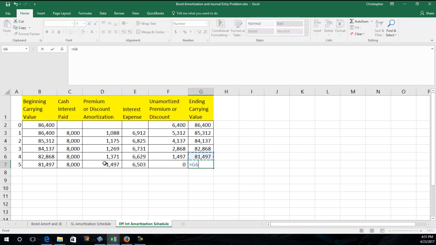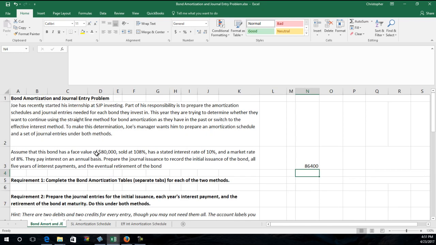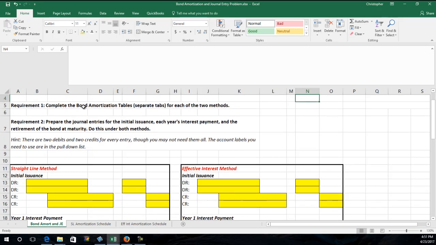So as you can imagine, that would tell us that our ending carrying value is going to be exactly $80,000. So remember, we had to adjust that final year. We couldn't just use the calculations. You see the same thing with depreciation, the accelerated depreciation methods. You have to adjust in that last year. And that's exactly what we did. So that takes us through requirement 1.